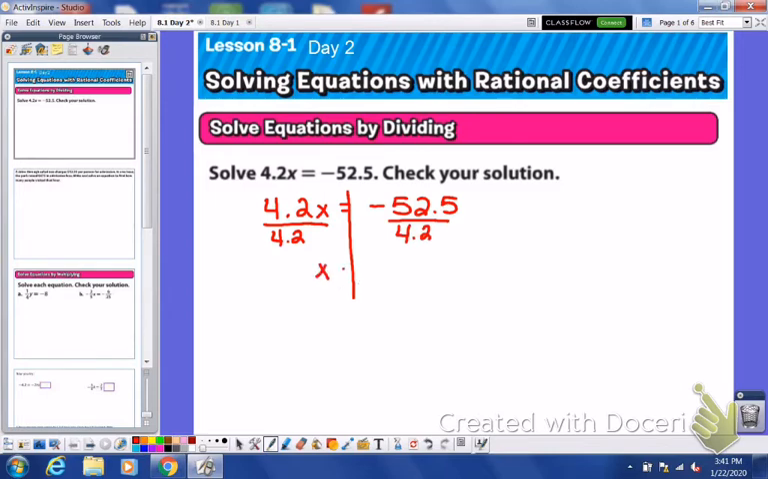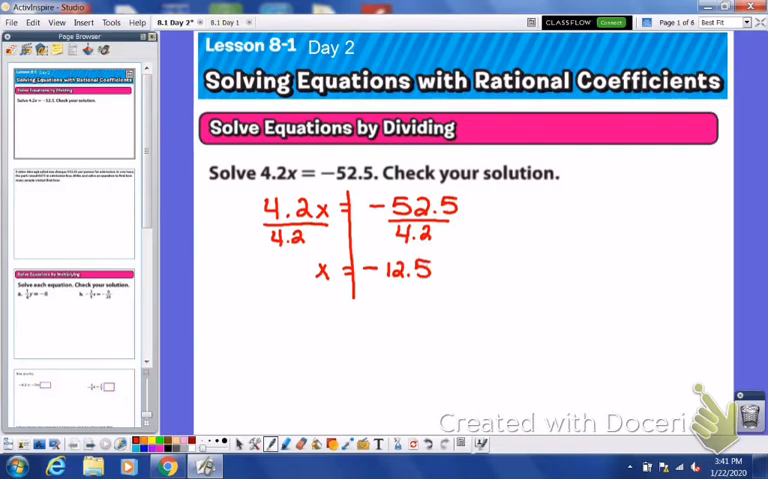So that gives us x equals, I do 52.5 divided by 4.2. That leaves us with a negative. Negative divided by positive leaves us with negative when we're dividing. 12.5. We do our check.